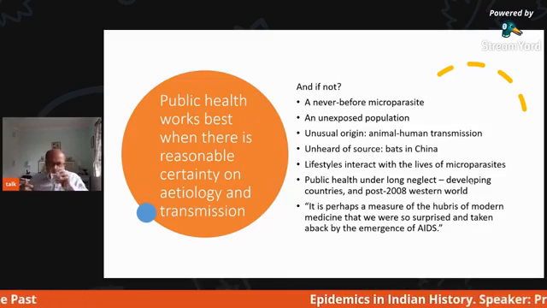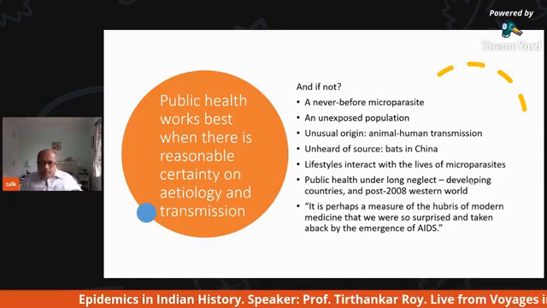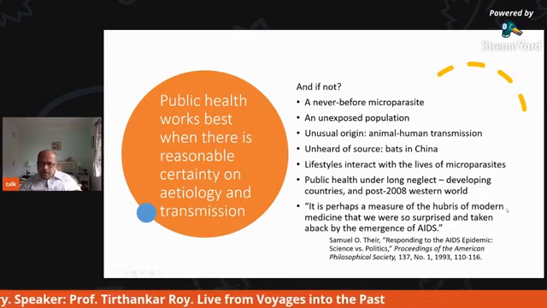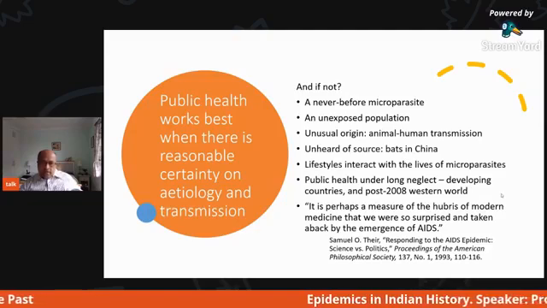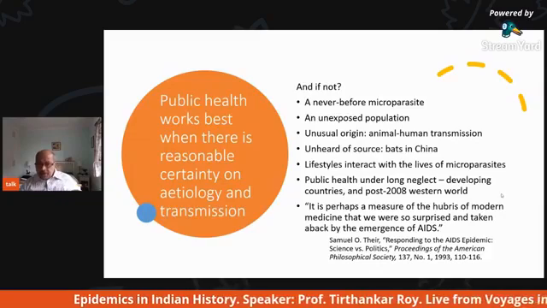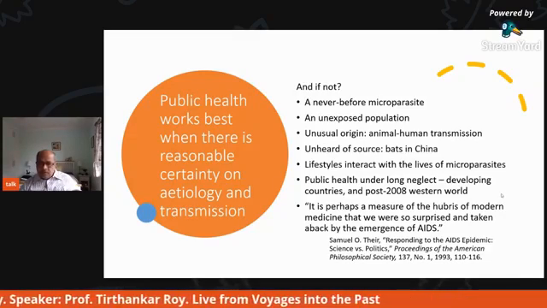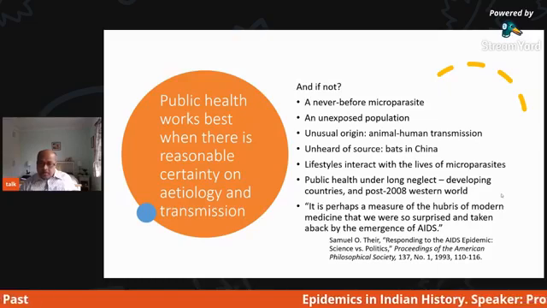And the world had seen a very similar kind of thing before. Here I quote from an article which was published in the Proceedings of the American Philosophical Society in 1993, a special issue of the journal looking at the AIDS epidemic, and it makes this statement that it's perhaps a measure of the hubris or overconfidence of modern medicine that we were so surprised and taken aback by the emergence of AIDS.